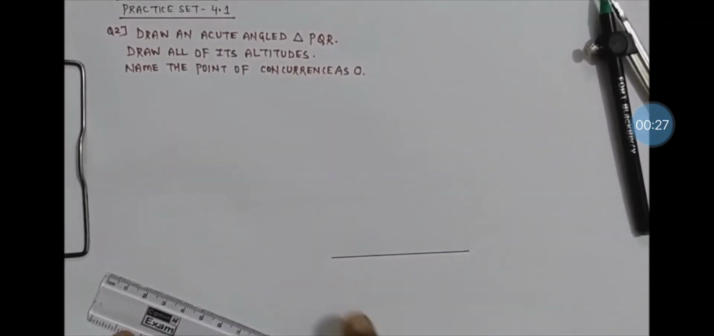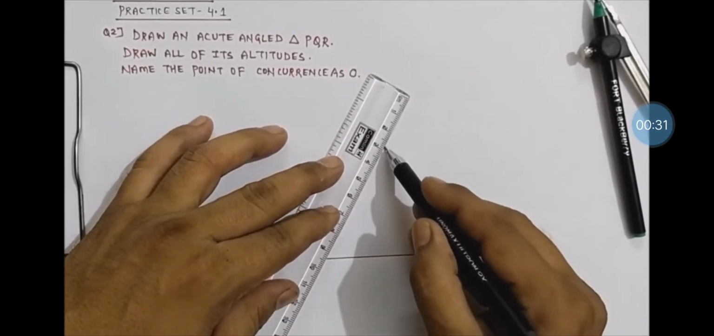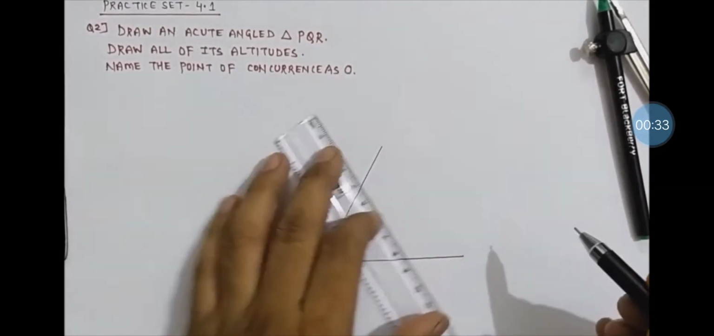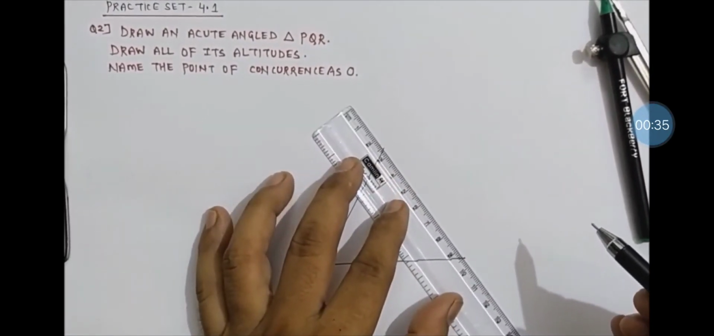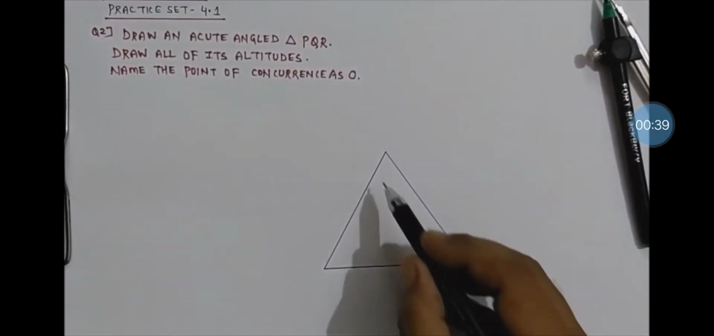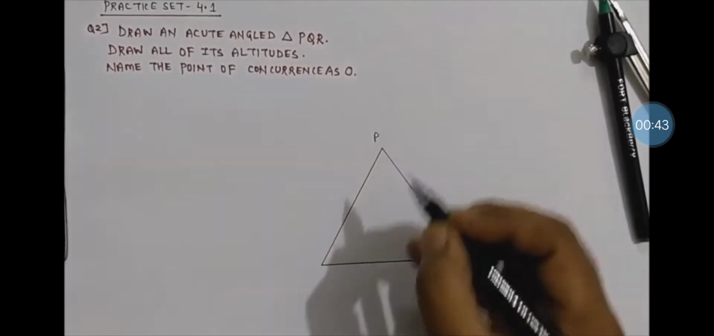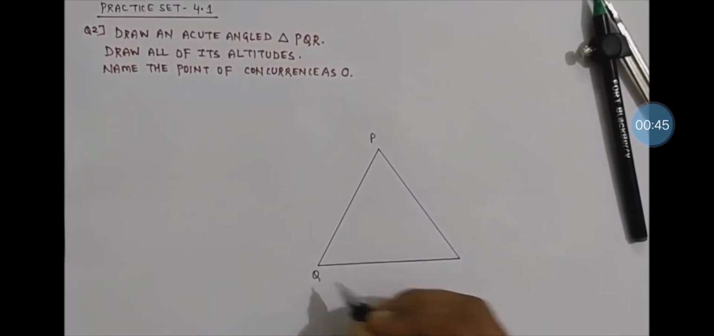Acute angle triangle means the angles are less than 90 degrees. So make use of a scale and draw one acute angle triangle. Don't make bigger triangles. Medium sized triangles you can draw. And name that triangle as PQR.